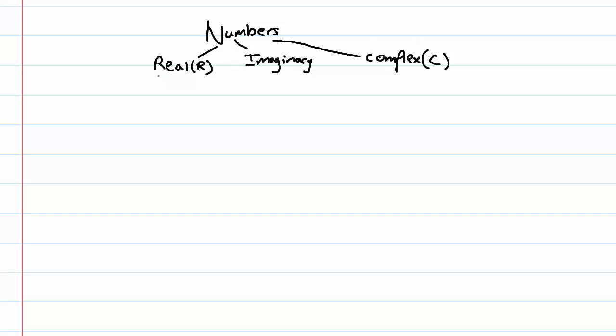With real numbers, we have rational, notated by a Q, and irrational, notated by an I. Now a rational number is anything that can be expressed by an integer over a non-zero integer.